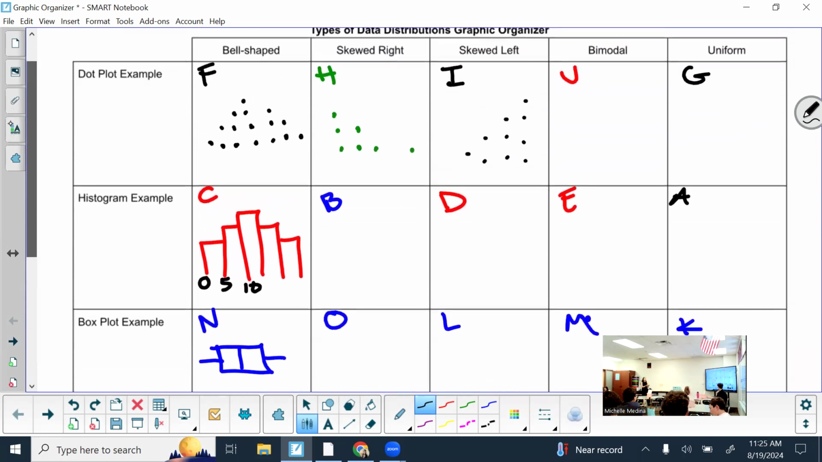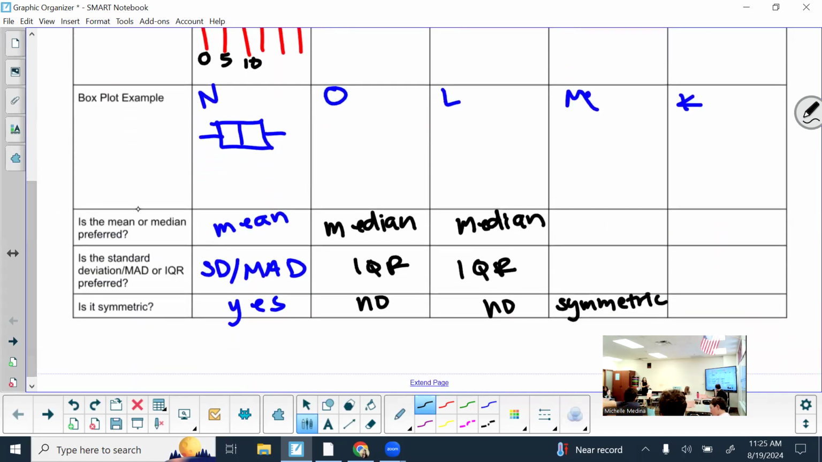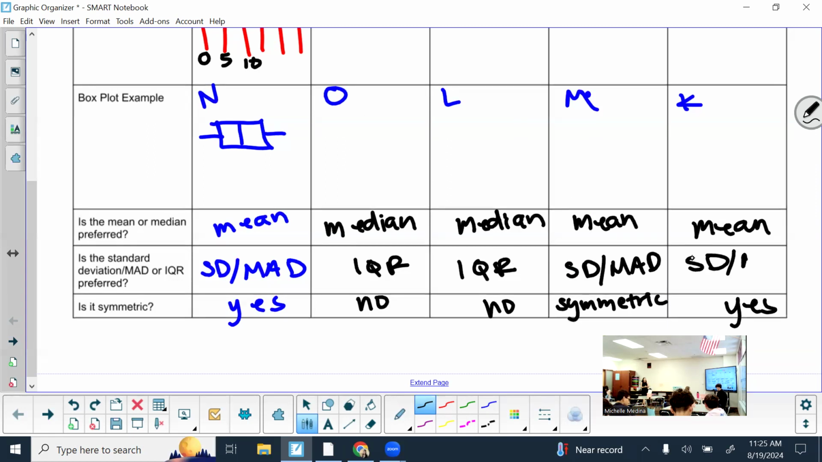Bimodal distributions, are they symmetric? No, yes, sorry, yes. Okay, therefore, should we use mean or median? Mean. And should we use what for spread? Standard deviation slash MAD. Okay, good. Last one is uniform data symmetric? Yes. Therefore, should I use mean or median? Mean. That's kind of the order you should be asking yourself. Standard deviation. And then because we use mean, we're using MAD. Perfect. Any questions? No, ma'am.